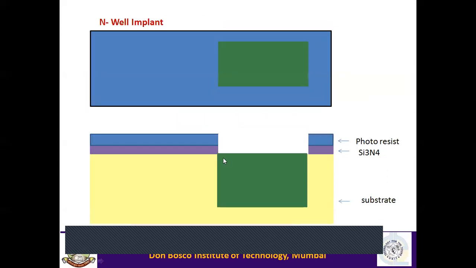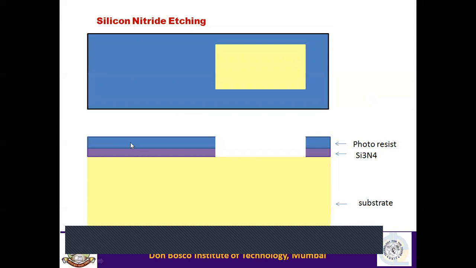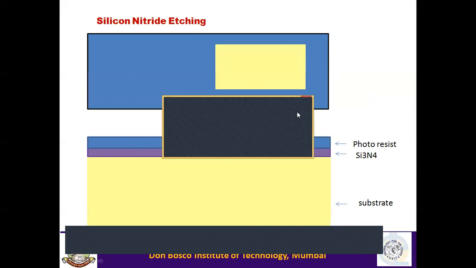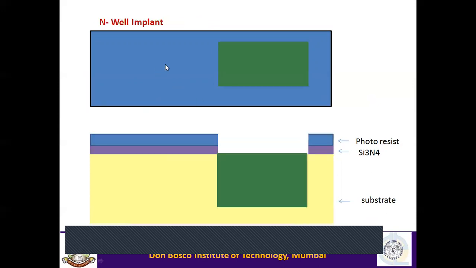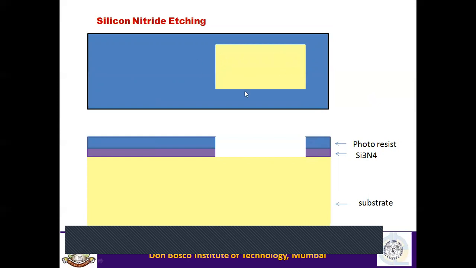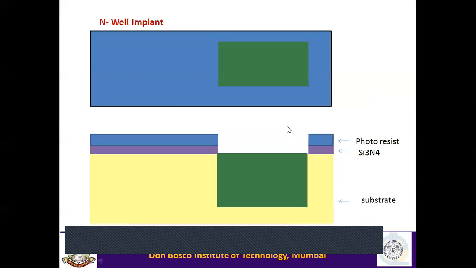Next, the photoresist is stripped away, it is removed. And then the N-well implant is made. Means we make the implant, then all impurities will penetrate only through this open portion and they create a well here. From the top you can see everywhere there is photoresist, and only from this much part it is changed. So thus we have completed our first step, that is the N-well is created.